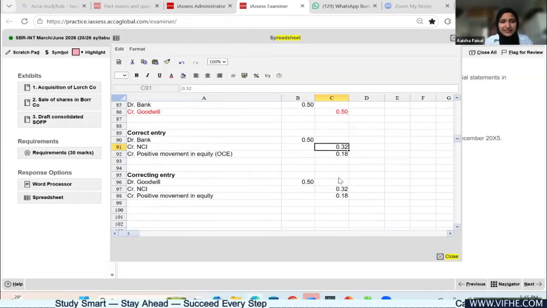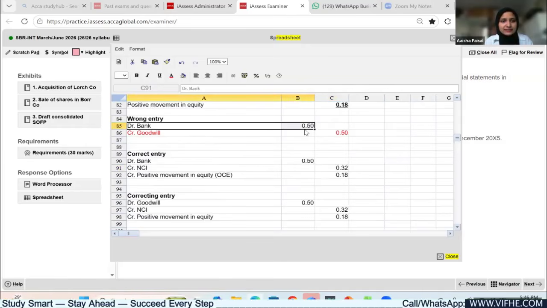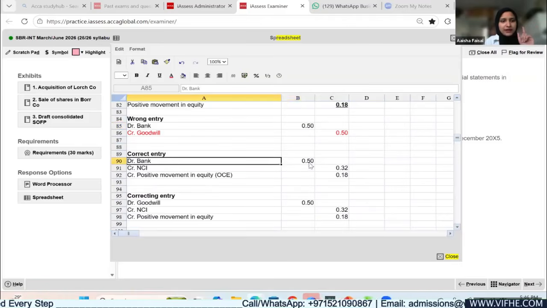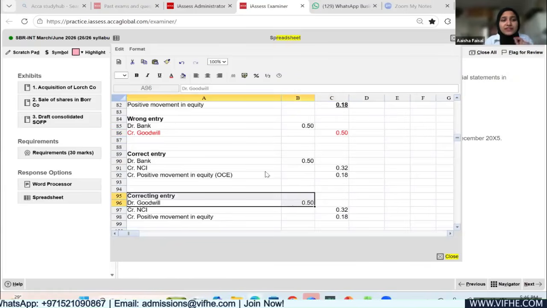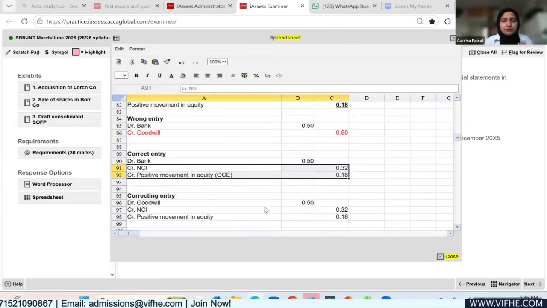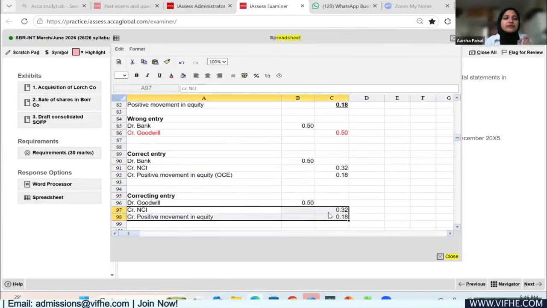So for me, when I'm doing my correcting entry, what is rightly done? This is rightly done. Don't bother about this. I don't have a striking off feature, otherwise in Excel I would have shown you. Strike off the bank part. I don't care because that's something they did rightly. What they did wrong is crediting goodwill. So if they did wrong crediting goodwill, if you want to reverse the impact, you will have to debit it. What they missed is completely the NCI and positive movement. So I'll have to pass an entry deliberately of credit in nature to recognize it. Has the correcting entry been understood by everyone?